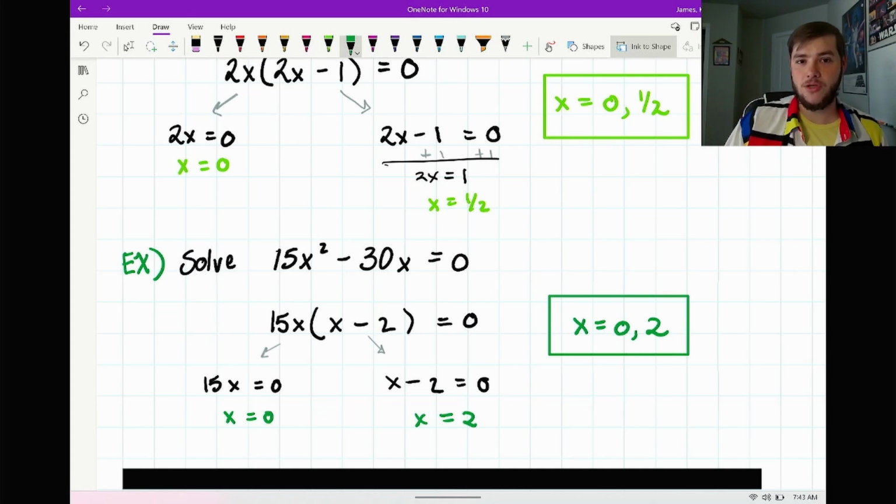Now I set each of those factors equal to 0 so that I can determine the roots, or the solutions, using the zero product property. That leaves me with x equals 0 and x equals 2 as the solutions.